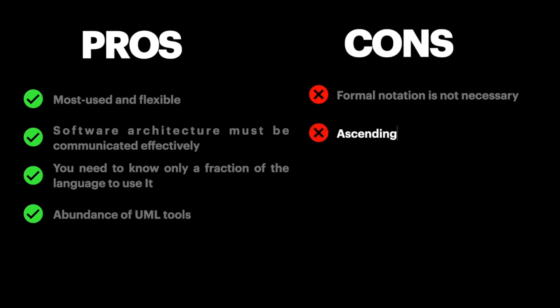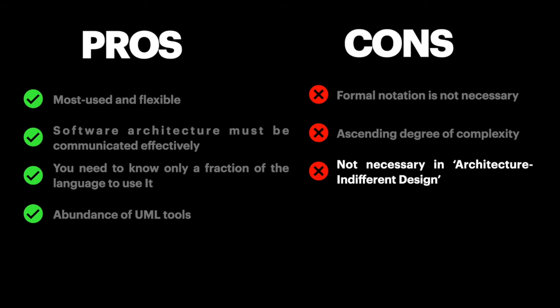Then we got ascending degree of complexity. Since its initiation until now, UML has grown in complexity and size. Then we got another con, which is non-necessary in architecture indifferent design. That term was coined by George Fairbanks. There is a situation where UML is considered unnecessary. At its core, an architecture indifferent design refers to a software architecture that is simple and basic and does not need to have a complex diagram to represent or explain the design.